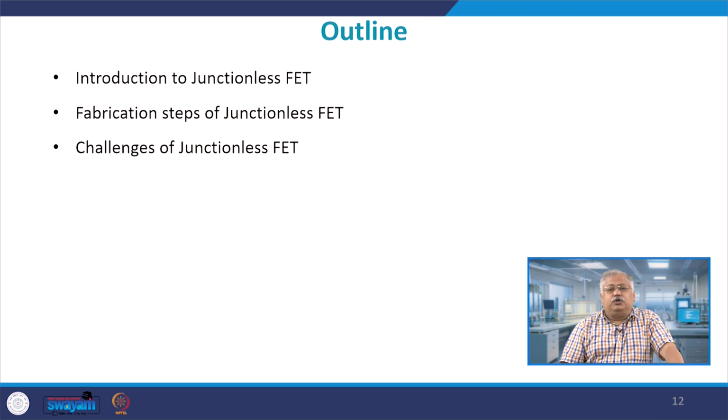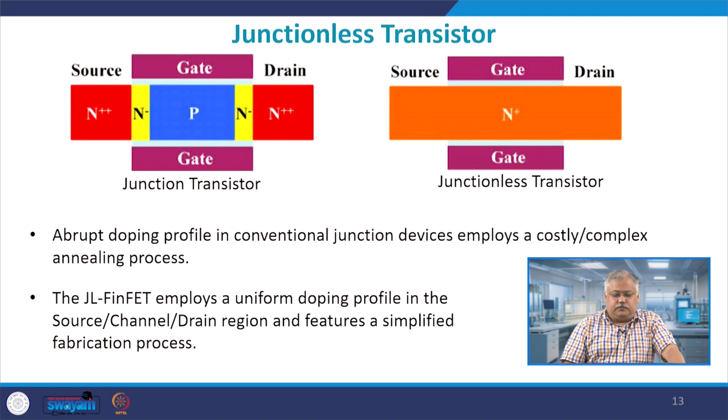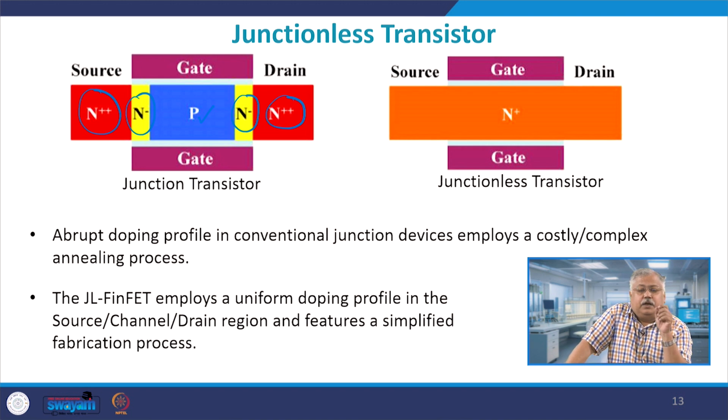So, we will try to introduce to you the junctionless MOSFET, look into the fabrication of FET and challenges of junctionless MOSFET. Now, if you look at the left hand side figure and the right hand side figure, the left hand side figure is basically my junction MOSFET, because I have an N plus plus layer here, let us suppose. I have a P type layer here, and I have an N minus layer which is sandwiched between N double plus and P type, right. It is sandwiched between N double plus and P type. So, if you look very carefully, these are junction transistors.